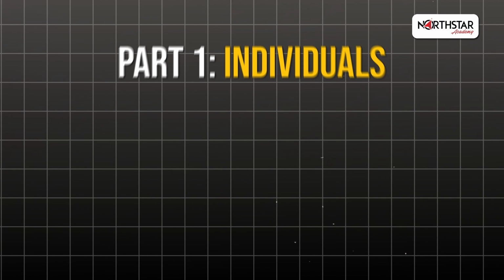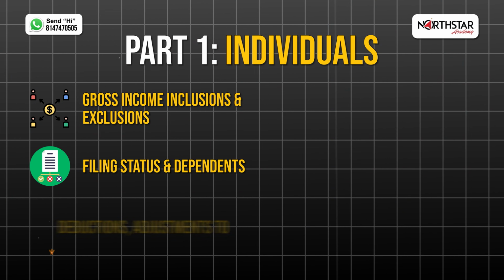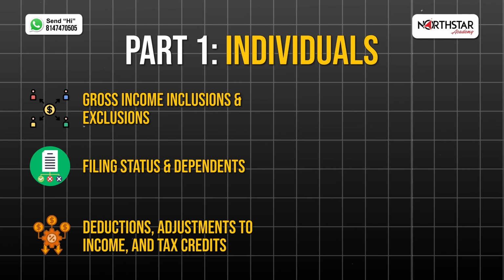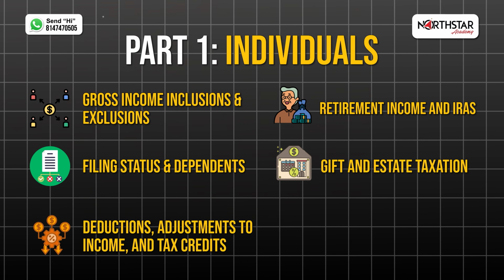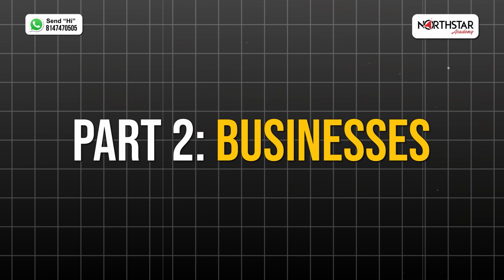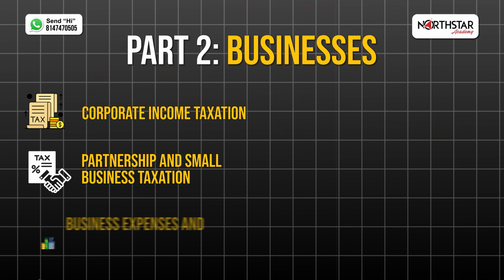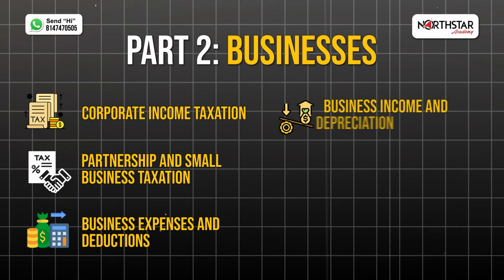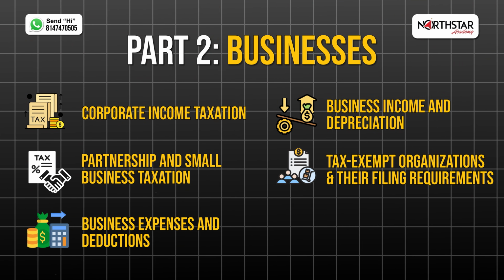Now syllabus breakdown. Here's a more detailed breakdown of what each part of the syllabus covers. Part 1, individuals: gross income inclusions and exclusions, filing statuses and dependents, deductions, adjustments to income and tax credits, retirement income and IRAs, gift and estate taxation. Part 2, businesses: corporate income taxation, partnership and small business taxation, business expenses and deductions, business income and depreciation, tax exempt organizations and their filing requirements.